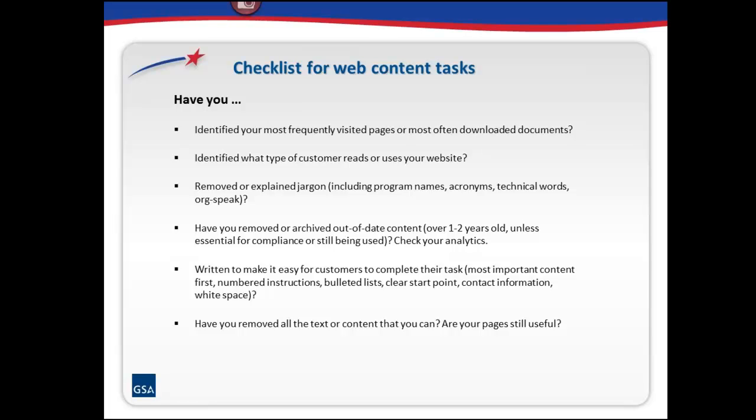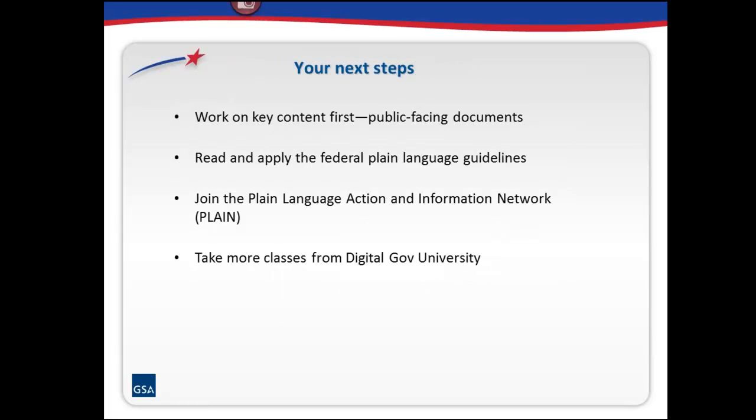Do you need something about program history? Is anyone likely to have that? Does that belong somewhere else? These are the questions you need to ask of your content. Some of the things you can do: work on your key content, public-facing documents. The Plain Writing Act of 2010 does not apply to the intranet or to emails, which I think is so unfair. You can read and apply the federal plain language guidelines.